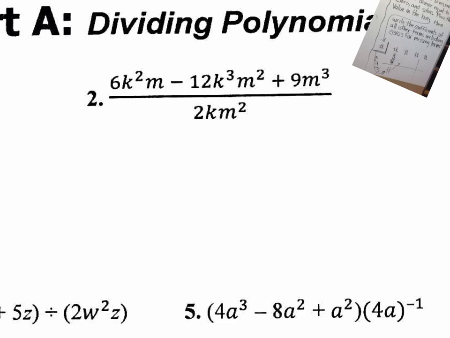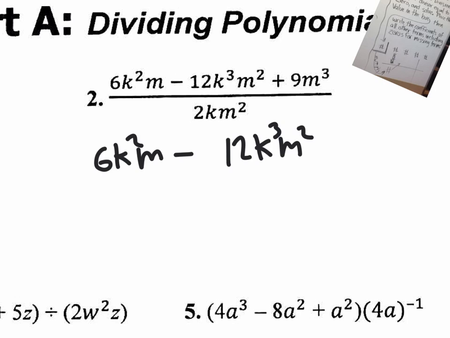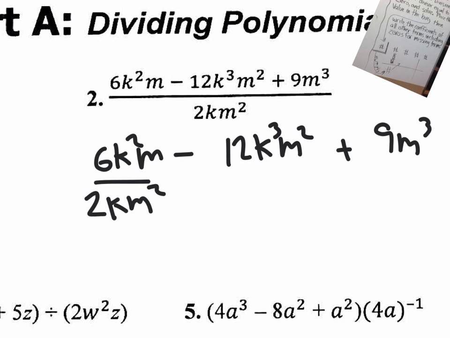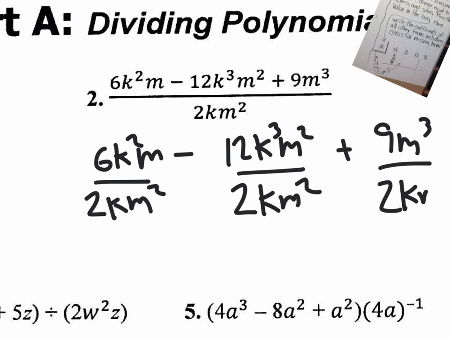So like on number 2, if you had 6k²m minus 12k³m² plus 9m³, and if I put that 2km² underneath all of them, 2km², 2km², I could just cancel things out.